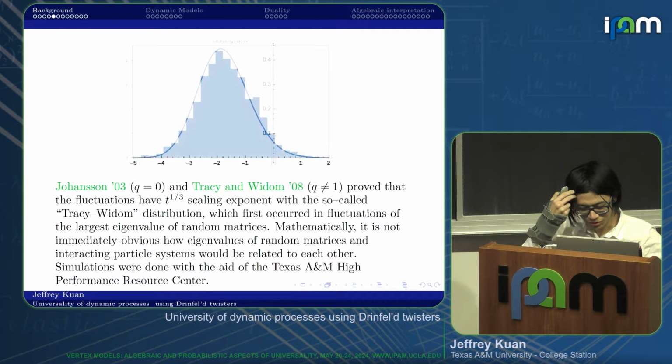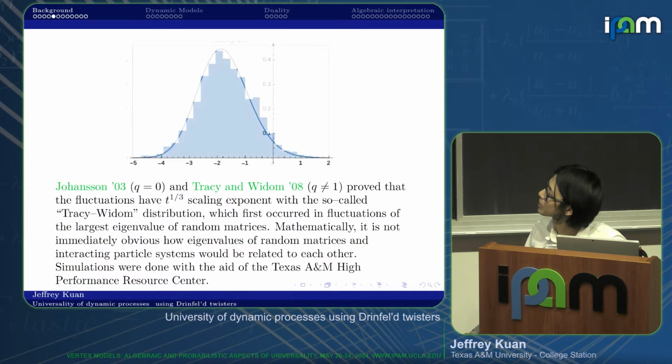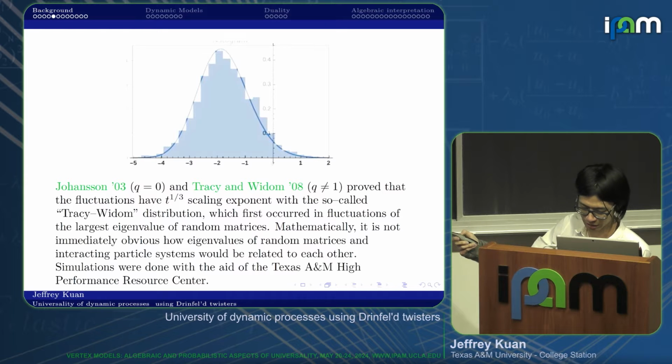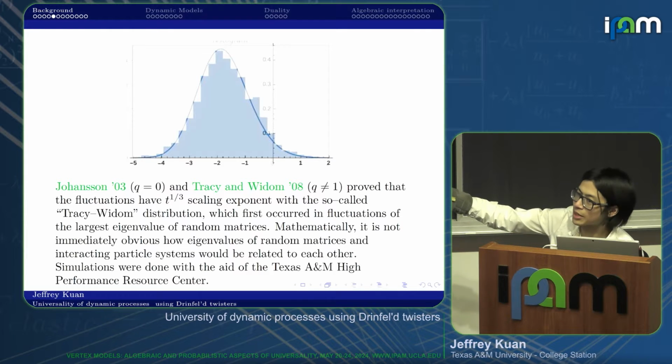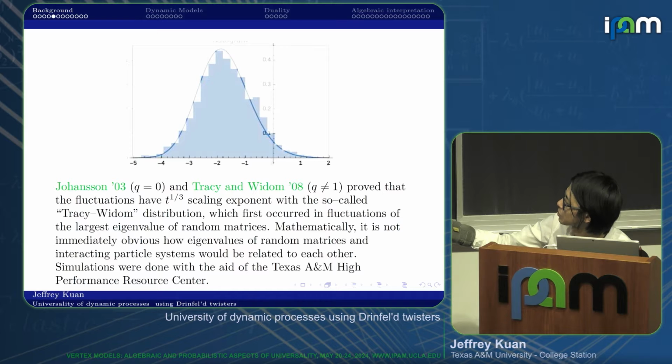All right, so what are these fluctuations? You've seen this before. It's been known for about 15 years that fluctuations of ASEP are the Tracy-Widom distribution. Here are some simulations that I made. I did this with the help of our supercomputer.